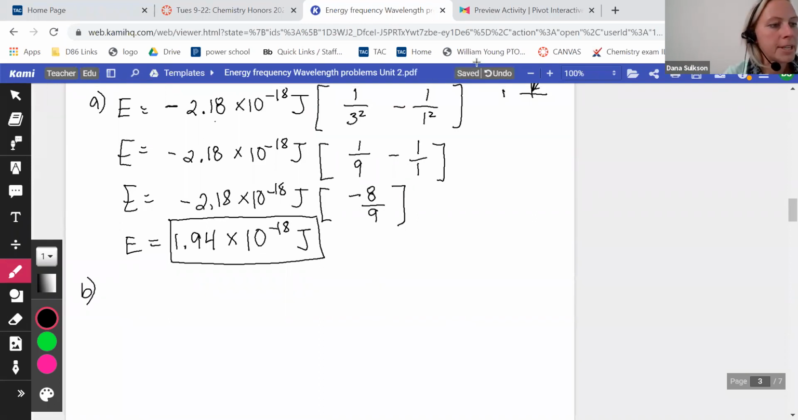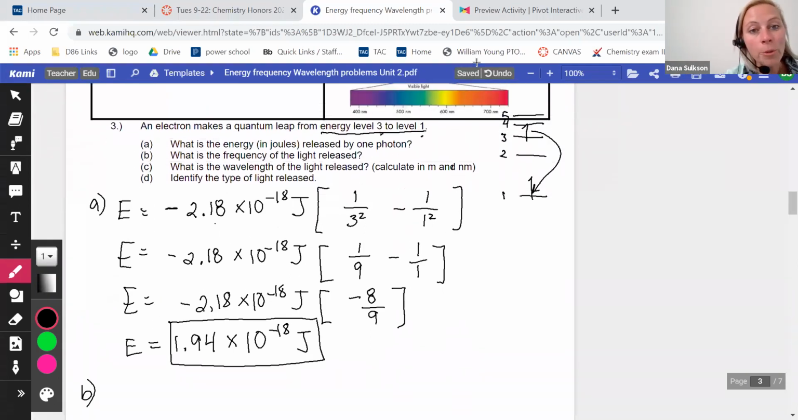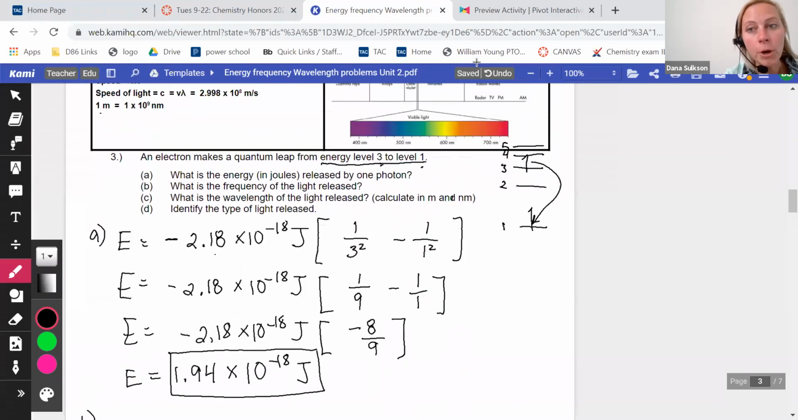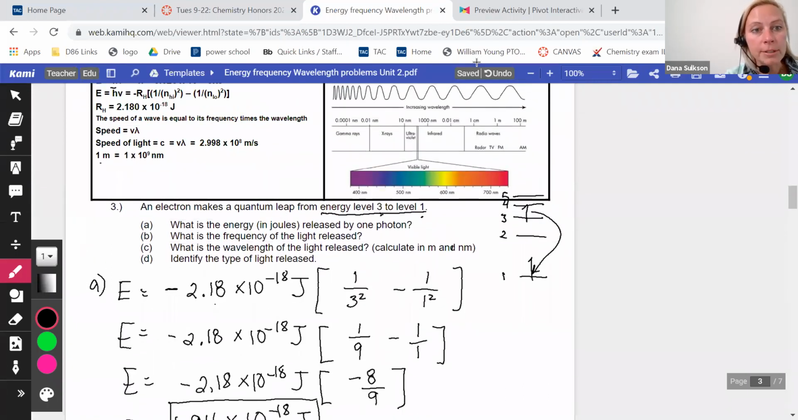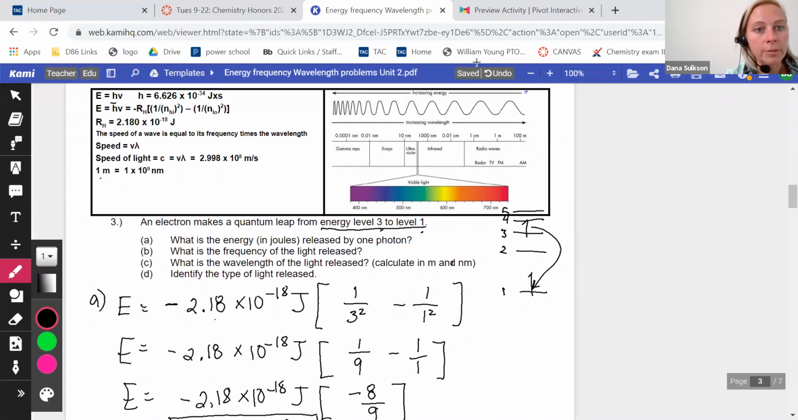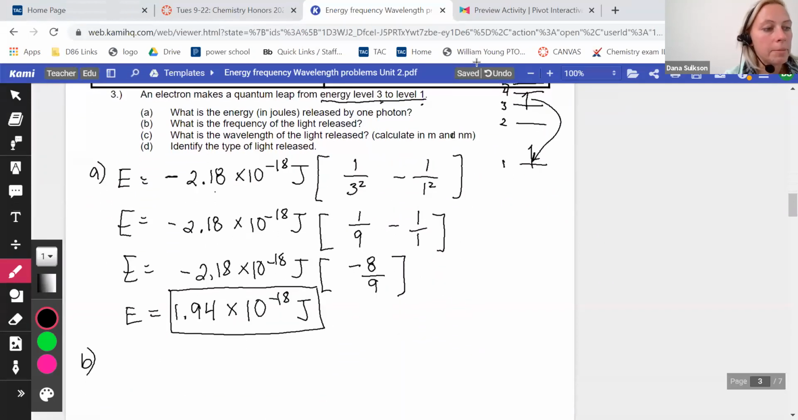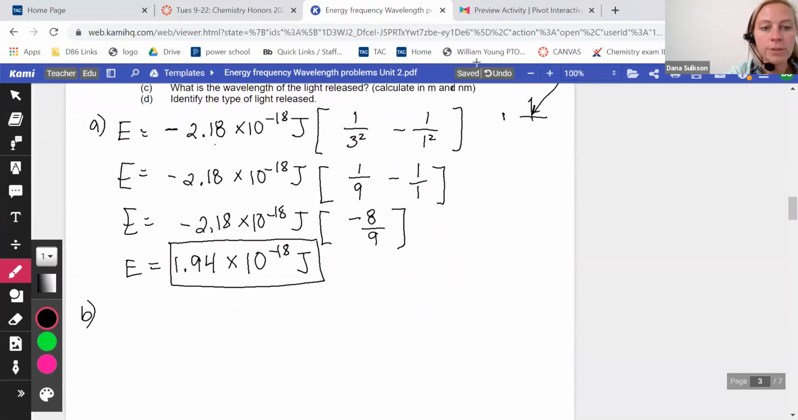All right, letter B says, what is the frequency of the light released? So we don't know the wavelength in this. We only know the frequency. We don't know the wavelength, we just know the frequency. So we're going to try to figure out what we've been given.